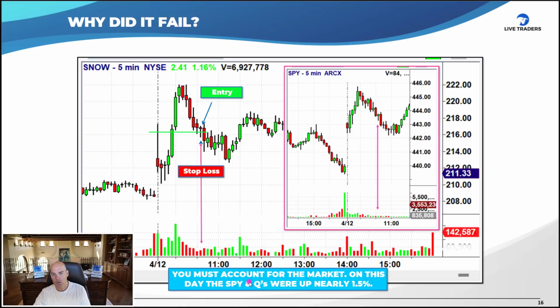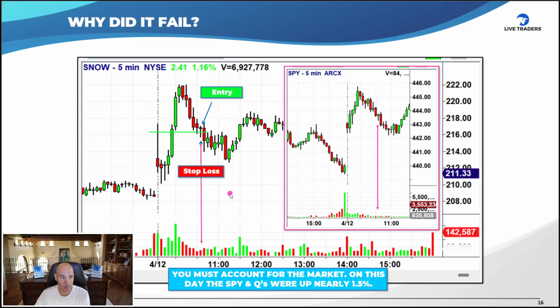On this day, what was important about this? Not only was this pullback on the SPY sloppy, the markets were up nearly 1.5%, right? The Qs were up even more than the SPY, right? So I picked the SPY because this is a New York stock, so it's more correlated to the SPY. Guys, the markets were up 1 to 1.5%, and you get a sloppy pullback on the SPY. That's a tough play. It's a tough play.